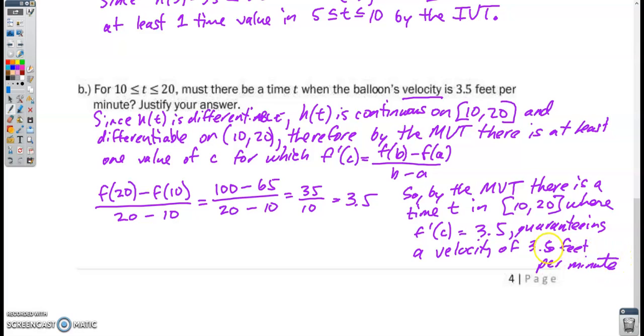All right, and there's a little bit of contrast and similarity between our use of the intermediate value theorem and the mean value theorem, and some possible problems like we might see on our AP exam.